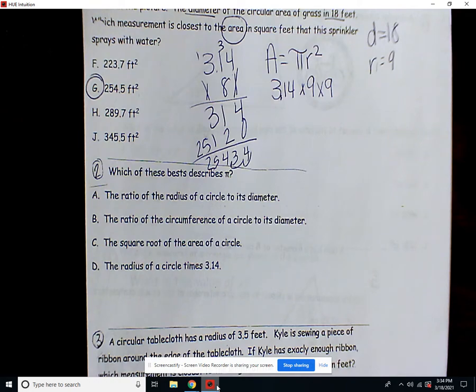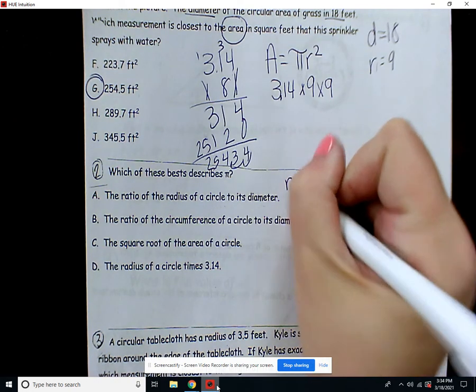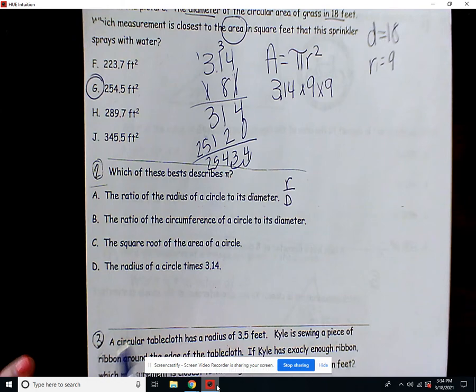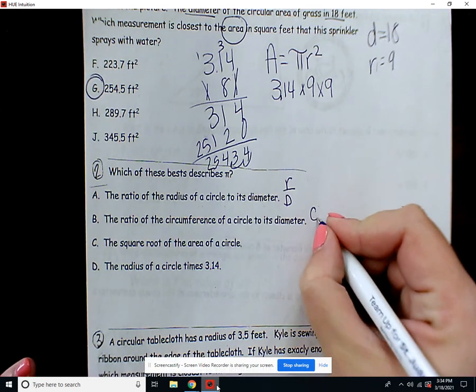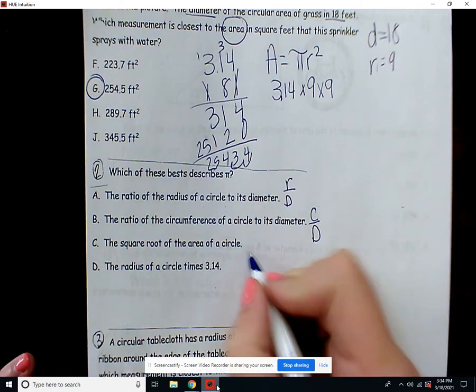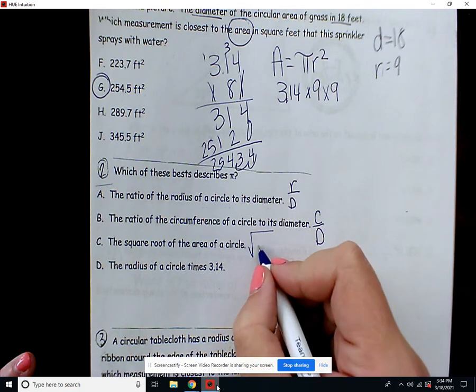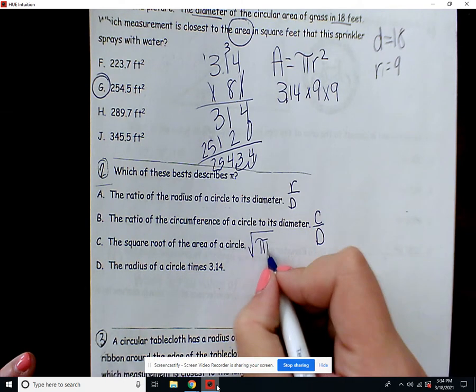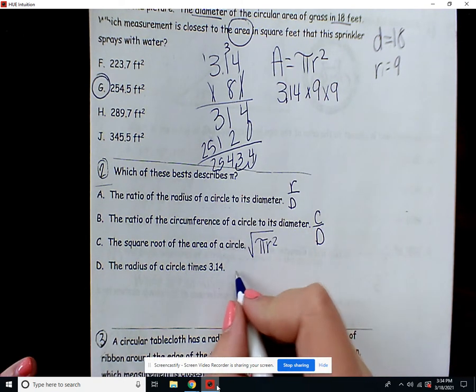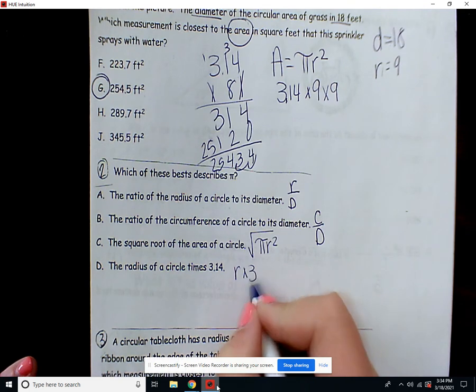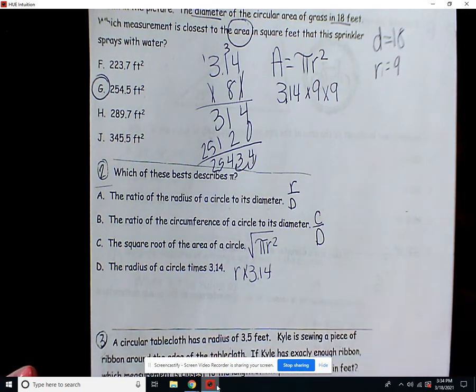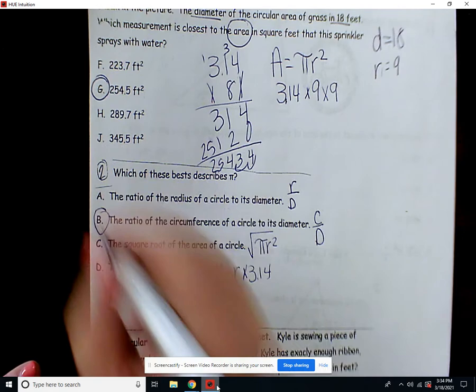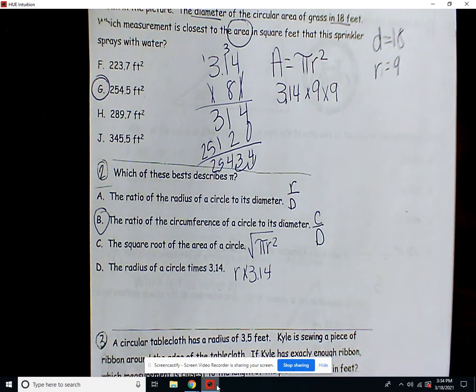Okay, which of the following best describes pi? The ratio of the radius of the circle to diameter, the circumference of a circle to its diameter, so C over D, the square root of the area of a circle, or the radius of a circle times 3.14. The one that describes pi would be C over D.